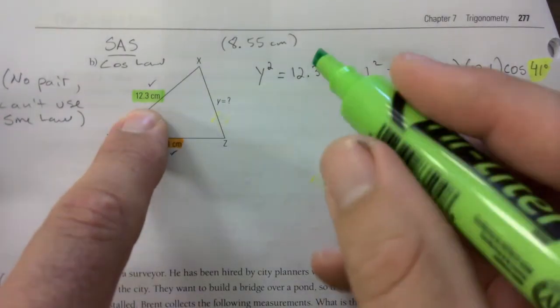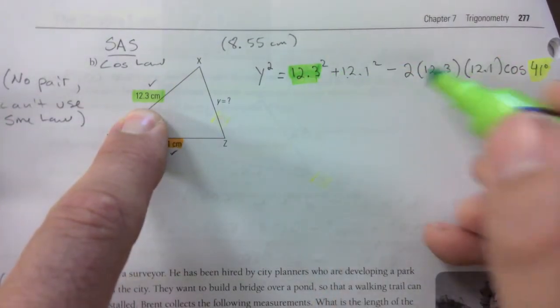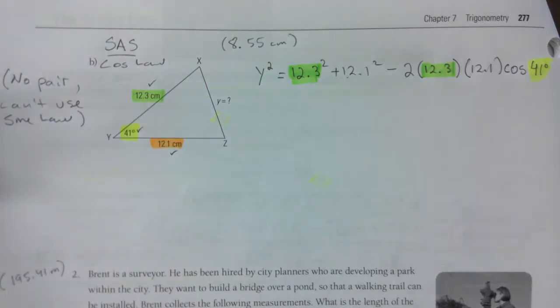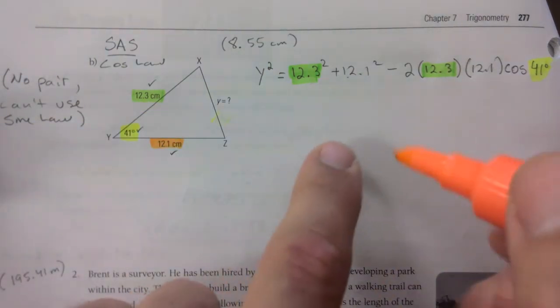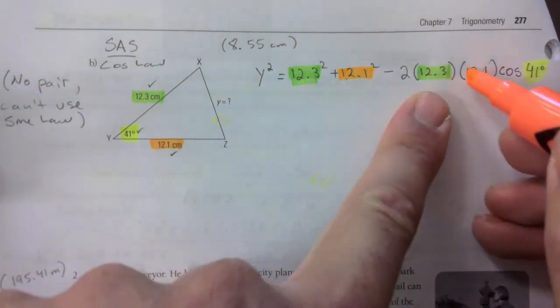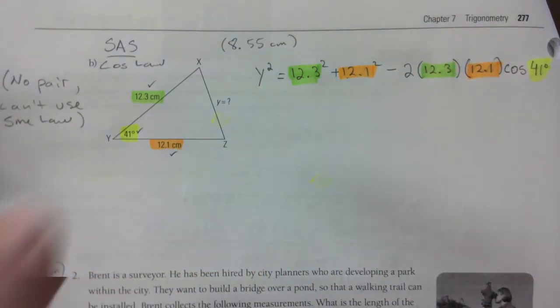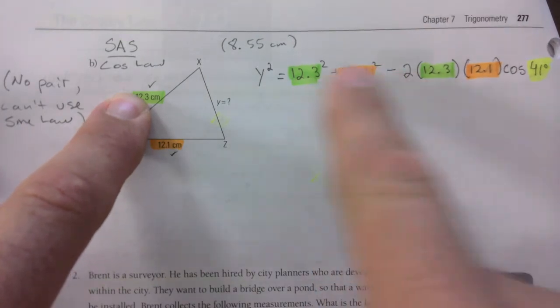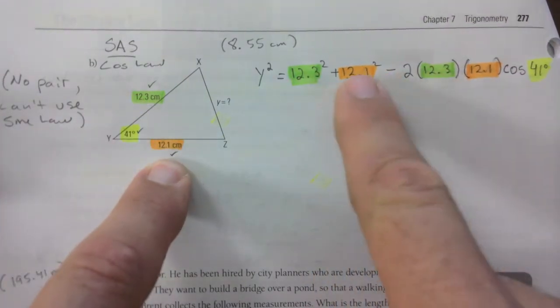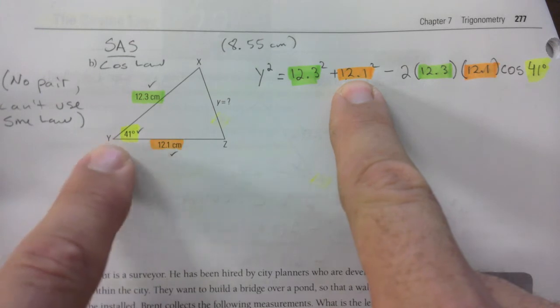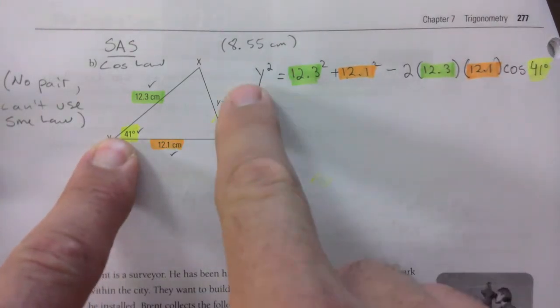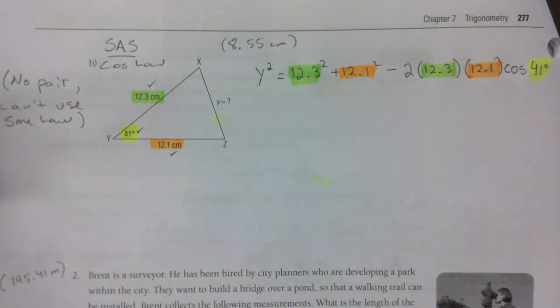The green is 12.3, right? So it shows up here, and it shows up there. And the orange is there. So you see, it shows up twice. The orange side shows up twice. And the angle is across the side that I'm after. So highlighters are very helpful in this course, as you can tell.